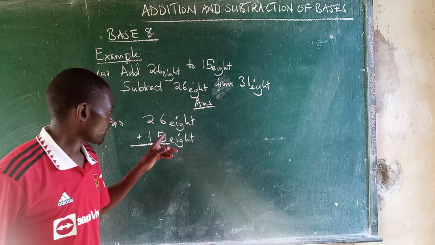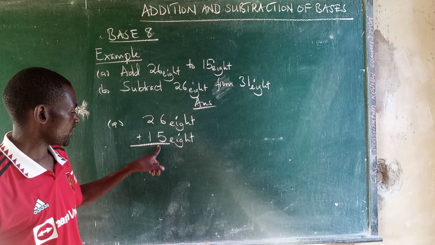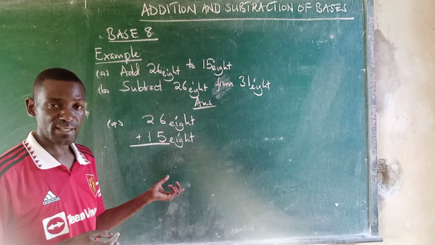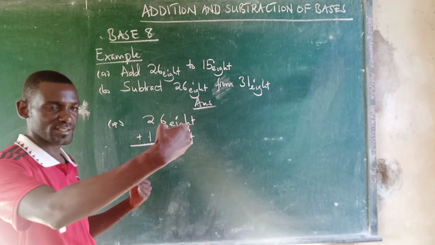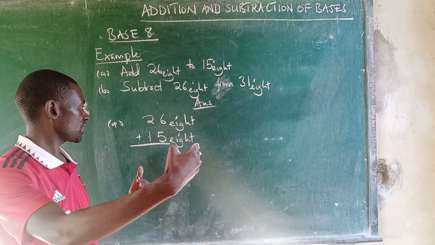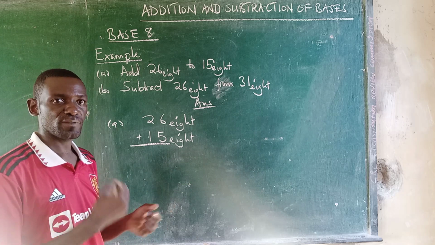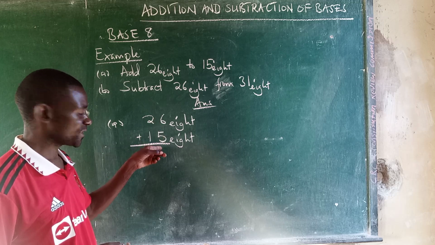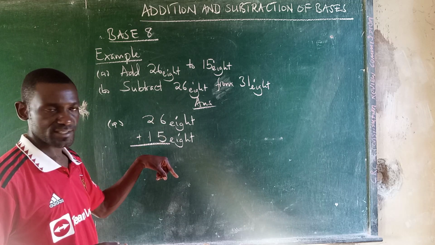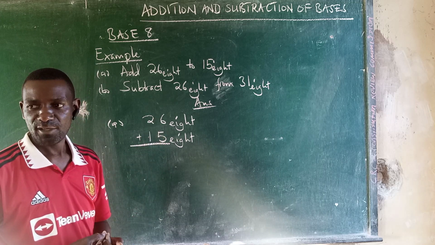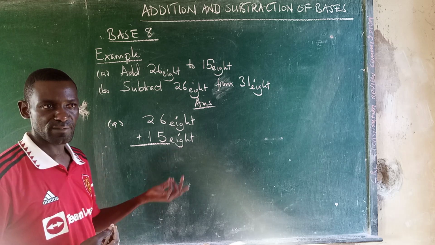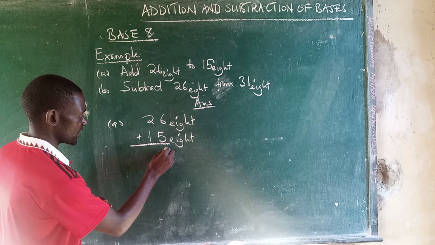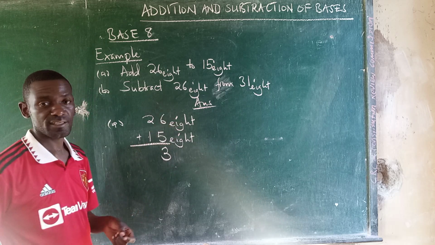Now, when we add 6 plus 5, it is giving us 11. Now, because we are in base 8, we've gone beyond. The limit is 8. So what we'll do is find the difference between what we have found here and the base itself. So if we find 11, we'll subtract. That is 11 minus 8. It will give us 3. So we'll write 3 here.